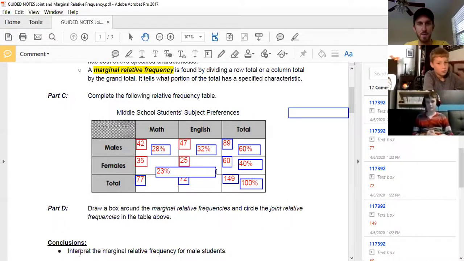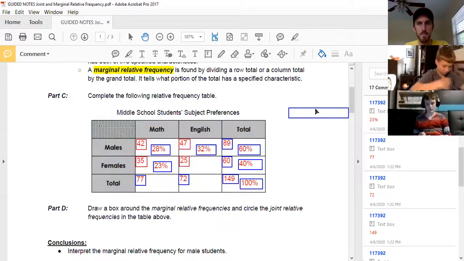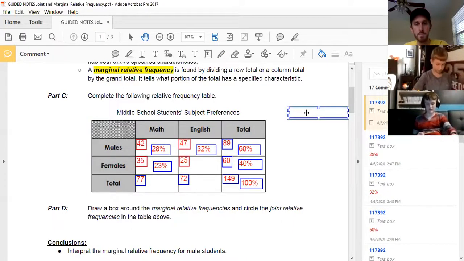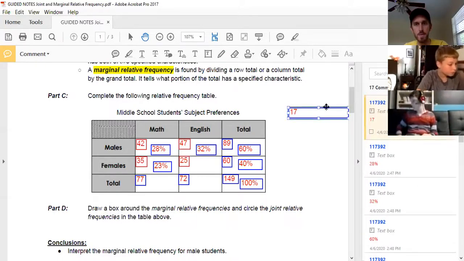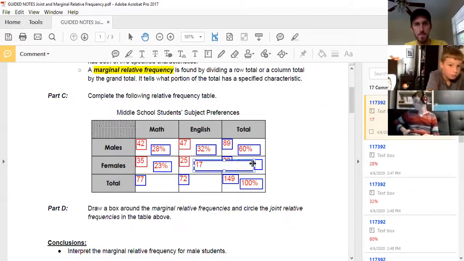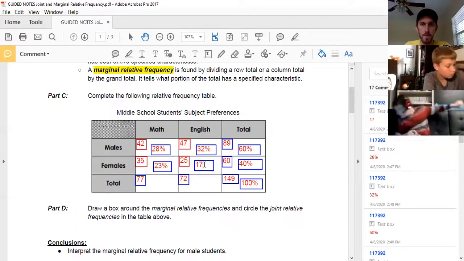All right, and then what's my next one gonna be? For the females that like English, that'd be 17%. All right, I hope so, because 23 plus 17 definitely equals 40, which is exactly what I'd be hoping for. But that is rounded up. I did the math. It's 16.77%.